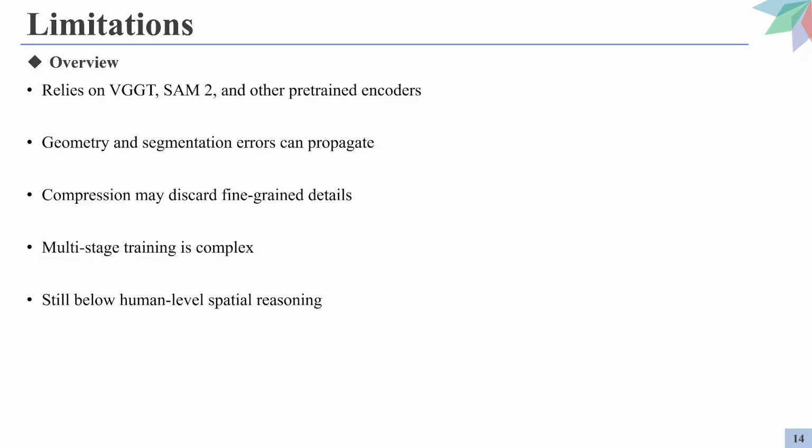This may explain why Proxy 3D performs less strongly on dense captioning, which requires detailed visual descriptions. Third, the multi-stage training pipeline is relatively complicated and requires specially constructed identifier, coordinate, and relationship data. The experiments also mainly focus on indoor scenes, so it is unclear how well the method would generalize to outdoor or dynamic environments. Finally, there is still a large gap between Proxy 3D and human performance, especially for route planning and appearance order reasoning.